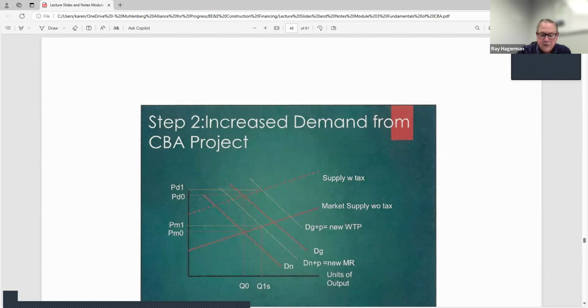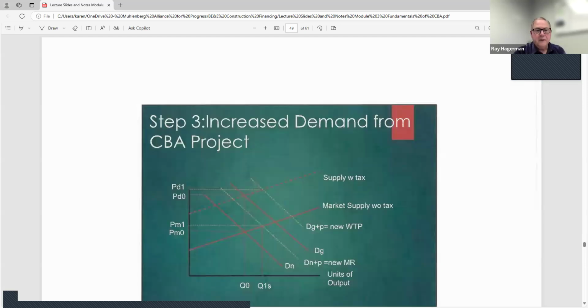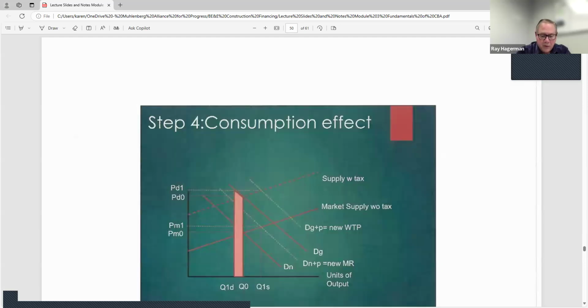So you can see how the CBA project actually causes the demand to increase. I'm just going to skip a little bit forward to step 4, where we see the consumption effect, and that's the area under the shaded pink area. While the total quantity in the market expands due to the additional consumption by the CBA project, the resulting price rise leads to curtailment of consumption by other buyers in the market. So that additional consumption actually causes others in the marketplace to decrease their consumption.